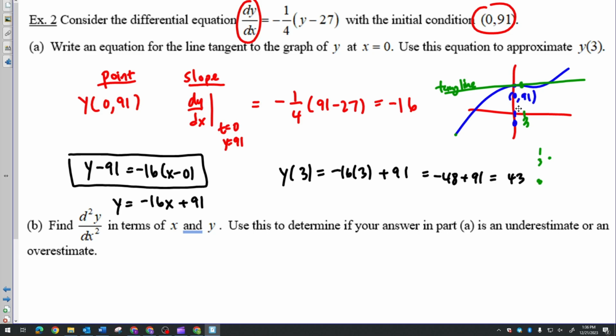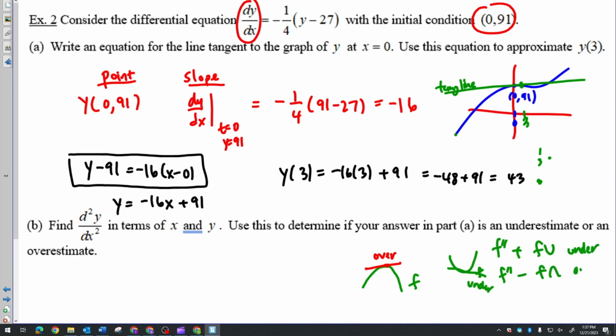So the question is, is this an over approximation or under approximation? If my f was concave down, then my approximation will be an over approximation. If my f is concave up, then my approximation must be an under approximation. So I just need to know if f double prime is positive, which would be an underestimate, or if f double prime is negative, that would be an overestimate. That's this picture over here. All right, so let me go find out.